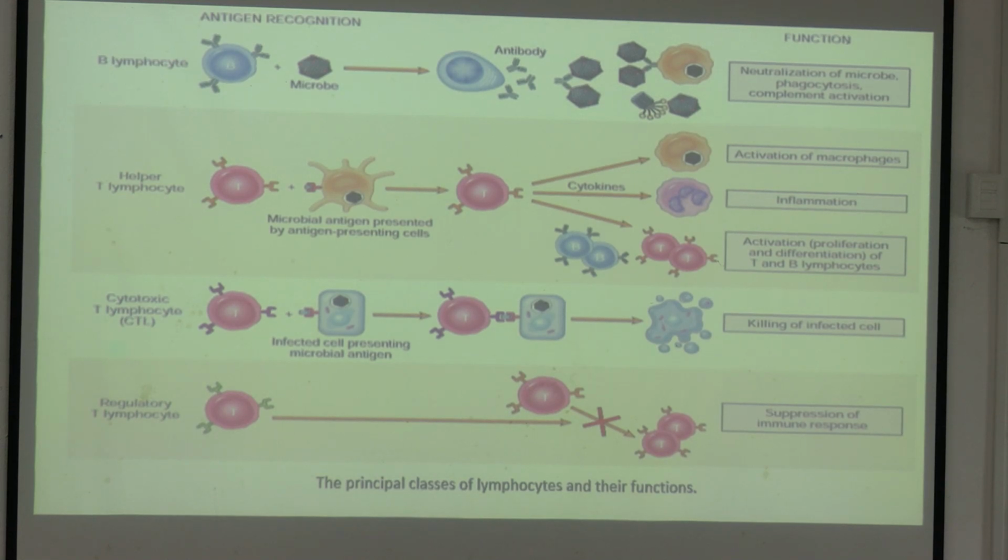And among the T lymphocytes, there are some divisions. One is called helper T lymphocyte, then cytotoxic T lymphocyte or CTL, then regulatory T lymphocyte. Each of them has a different function. Helper T cell function is activation of macrophages, inflammation, and activation and differentiation of T and B lymphocytes. Cytotoxic T lymphocyte does killing of infected cells. Cytotoxic T lymphocyte কি করে? না, directly kill করে। And regulatory T lymphocyte suppresses the immune response.